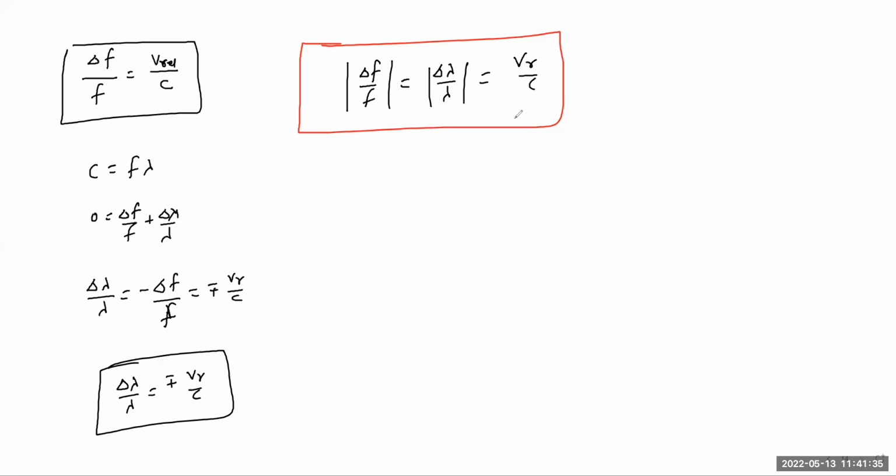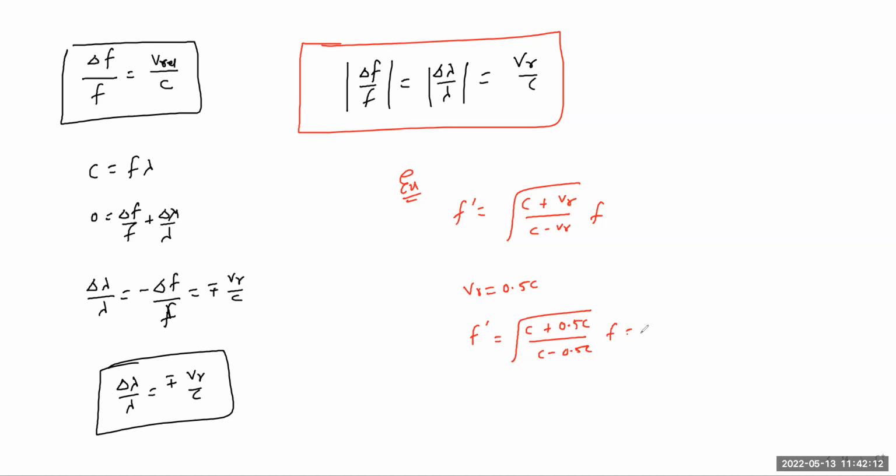So this is a shift problem, and if they ask the frequency, they will give you the values. So if I say Vr equals 0.5C, then F dash will be how much? This comes to 1.5C.